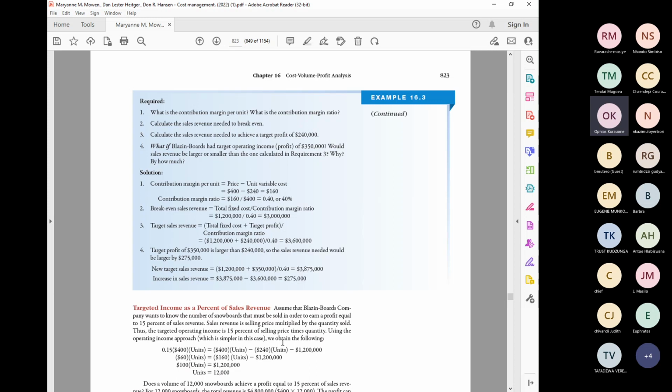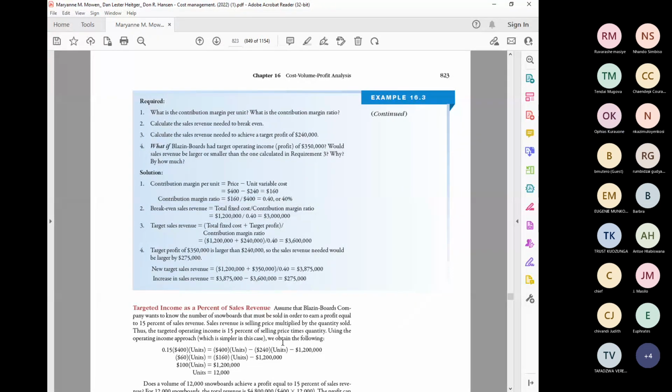Target profit of 350,000 is larger than 240,000. So the sales revenue needed would be larger by 275,000. New target sales revenue, that is 1,200,000 plus 350,000 divided by 0.40. That's the new target sales revenue, 3,875,000. Then the increase in sales revenue is 3,875,000 minus 3,600,000.